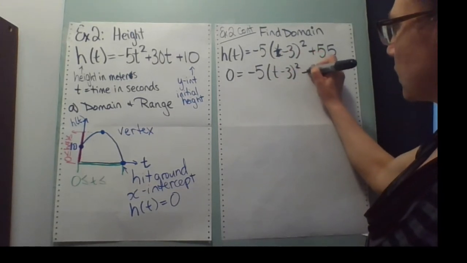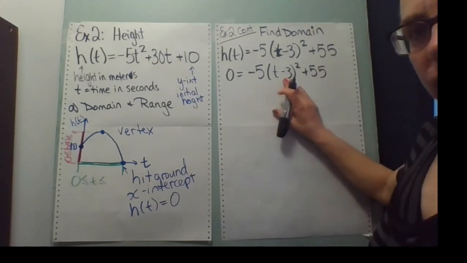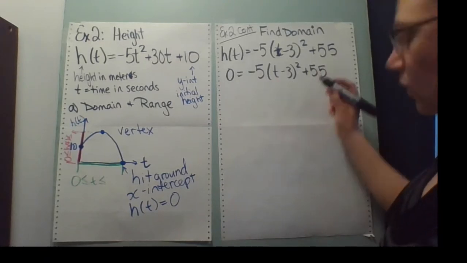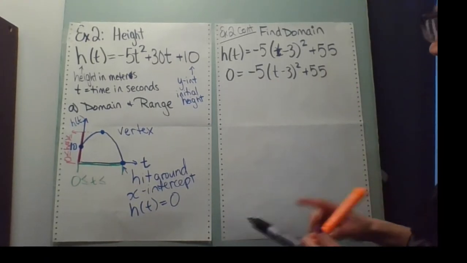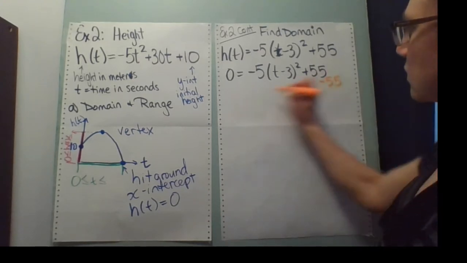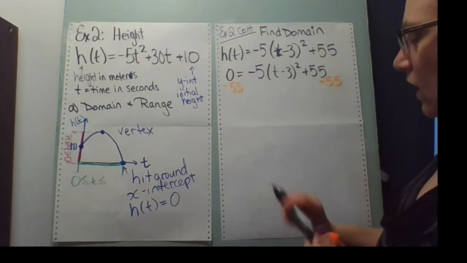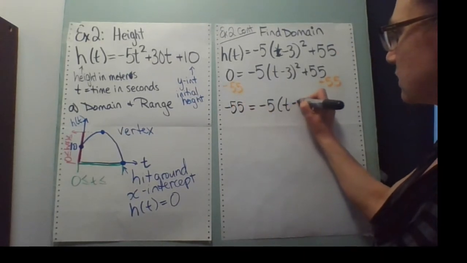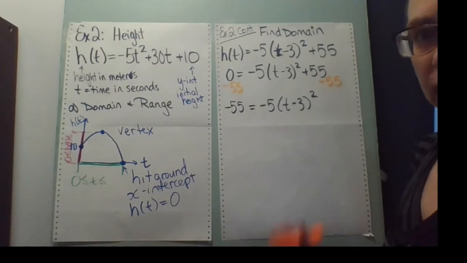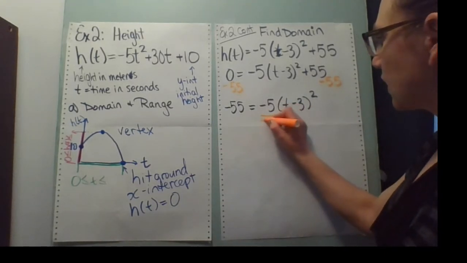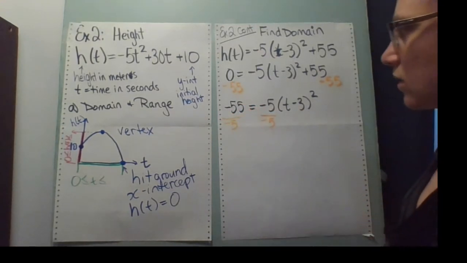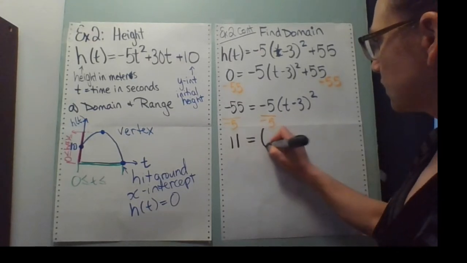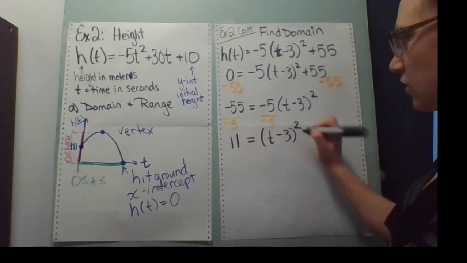Negative 5 bracket t minus 3 squared plus 55. And we now have the skills and the tools to rearrange this and solve for t. Okay, let's try that. So we minus 55 from both sides. So we end up with negative 55 equals negative 5 bracket t minus 3 all squared. Next step would be to move our negative 5. So let's divide both sides by negative 5. And what's that equal? 11. So we've got 11 equals bracket t minus 3 all squared.